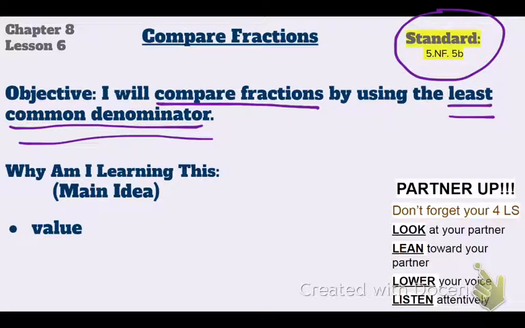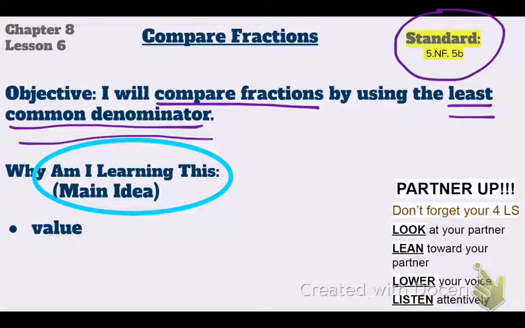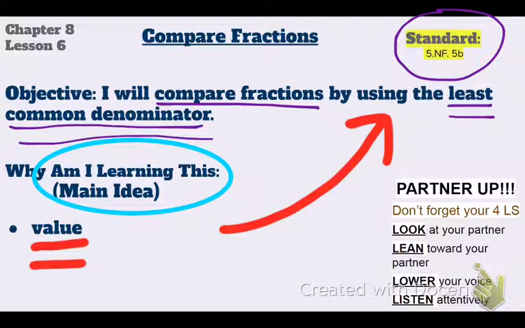Why, Mrs. Wilhite? What's the main idea? What is the purpose? Well, you already know it is a 5th grade standard, something we have to learn in 5th grade. But it also helps you figure out the value of fractions. When you think about money, 25 cents can be a quarter, 2 dimes and a nickel. It could be 25 pennies. None of those three look anything like each other, but they have the same value.